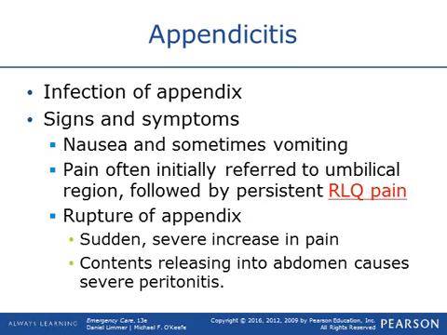Sometimes there is referred pain in the umbilical area, so your belly button may hurt along with that right lower quadrant pain down in the groin. If the appendix ruptures, there's a severe, sudden increase of pain, just crazy amounts of pain, and generally nausea, vomiting, and some severe stuff would go along with that.